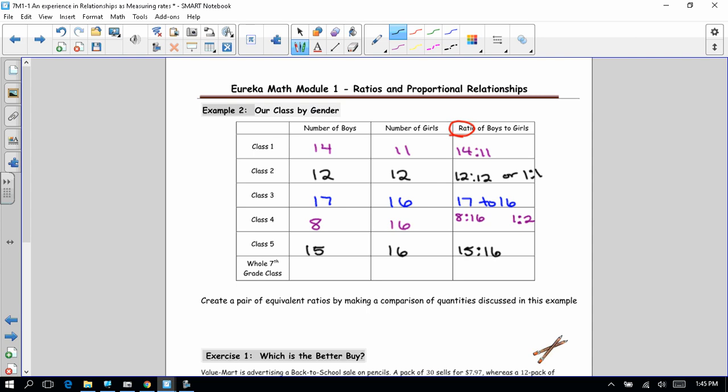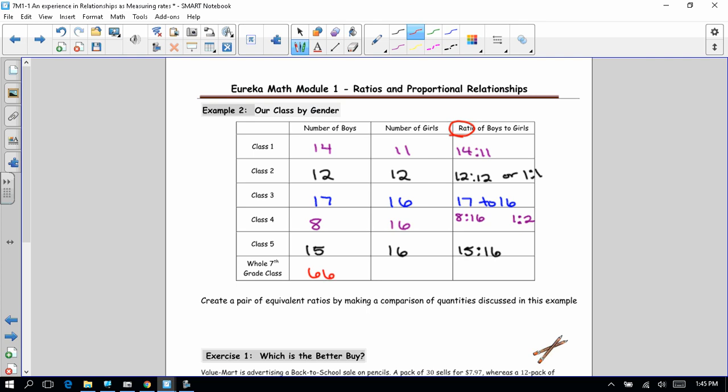They're what is called relatively prime. I can't reduce that. All right, how many kids did I teach that year in 7th grade? Let's grab the calculator. I'm going to add that up. 14 plus 12 plus 17 plus 8 and another 15 boys. I had 66 boys that year.